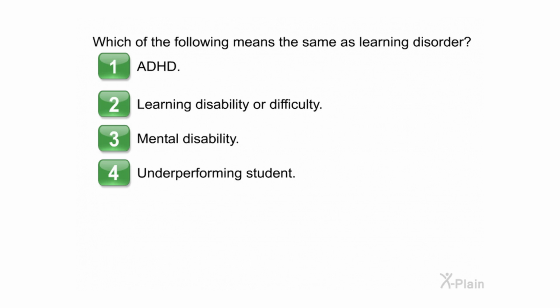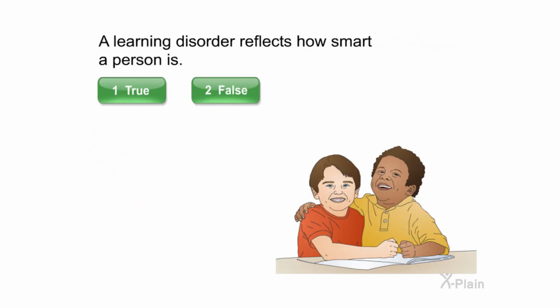Which of the following means the same as learning disorder? Choose one of the following options. 1. ADHD. 2. Learning disability or difficulty. 3. Mental disability. 4. Underperforming student. Correct. A learning disorder reflects how smart a person is.